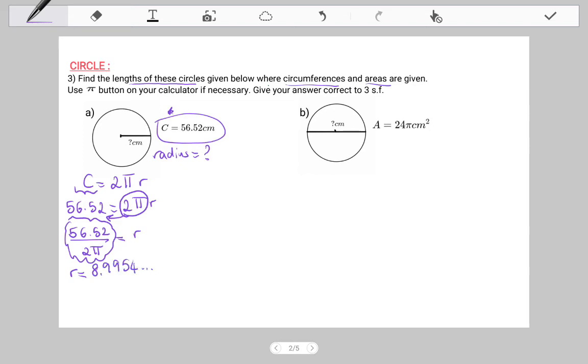8.9954, and it goes. And do the approximation wanted in the question. So according to 3 significant figures, the radius is 9.00. We cut it from here, and because these are all 9, that makes our value 9.00 centimeters.